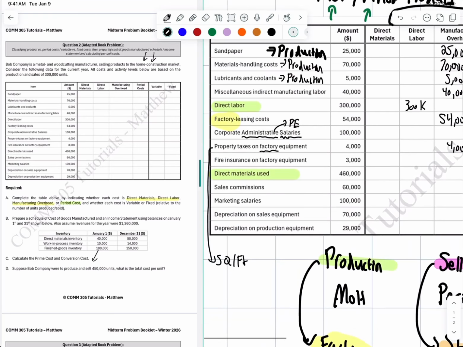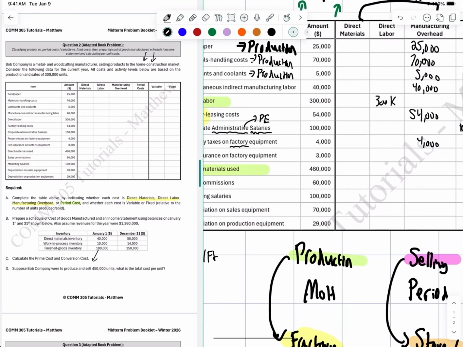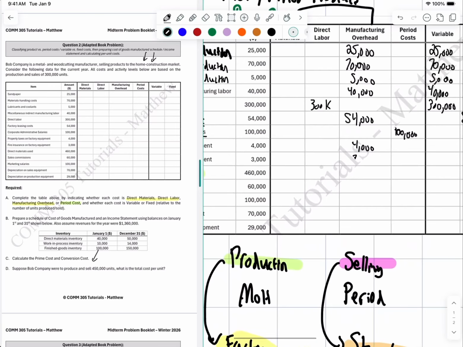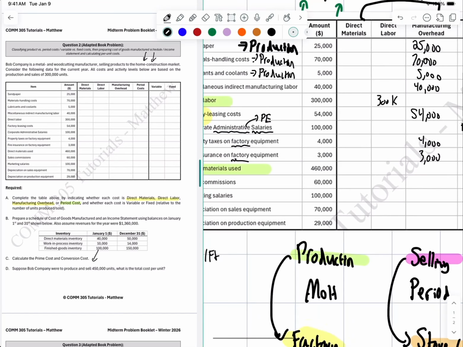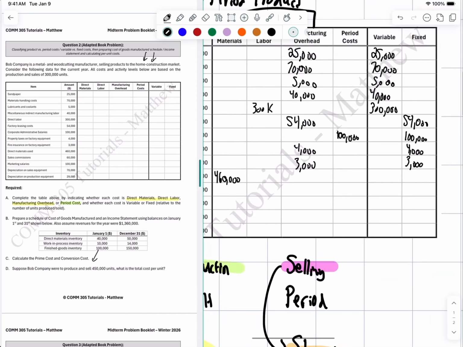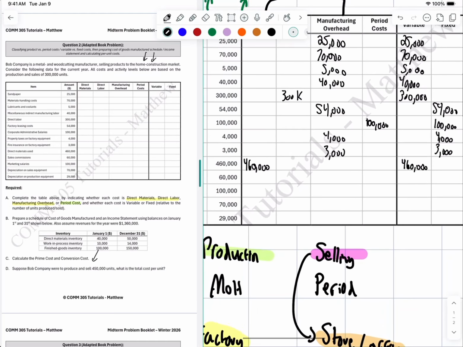Okay. Next, fire insurance, same thing. Fire insurance now, is it related to production or selling? Well, since it's fire insurance related to the factory, it's a product cost, and then it's fixed as well. It's not based on production. Next, DM used. It literally says DM used, so I'm putting 460 here, and then I'm going to put it under the variable column as well. Because, guys, material is a variable cost, because the more you want to make, the more material you will need.